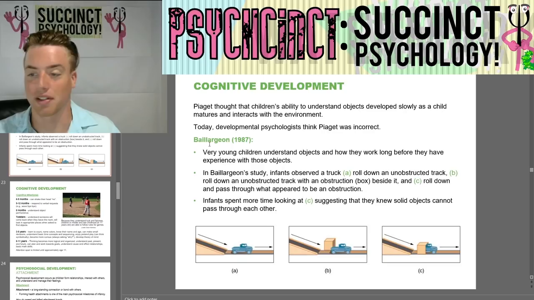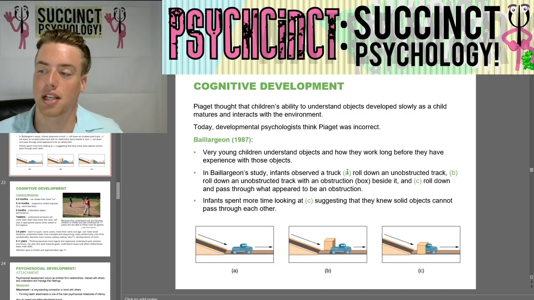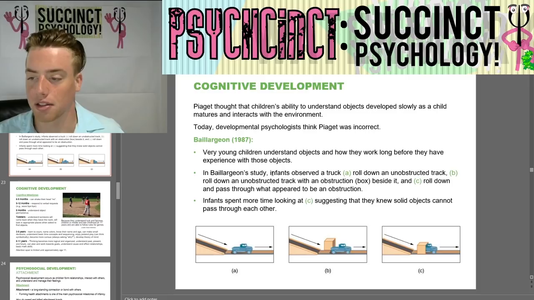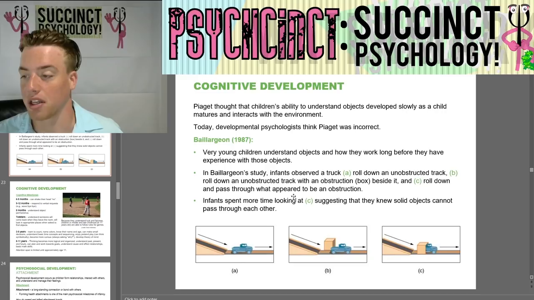1987. Very young children understand objects and how they work long before they have experience with those objects. In Baillargeon's study, infants observed a truck roll down an unobstructed track. So, figure A. And then figure B, it rolls down an unobstructed track with an obstruction box behind it. And C, it rolls down and passes through what appears to be an obstruction.